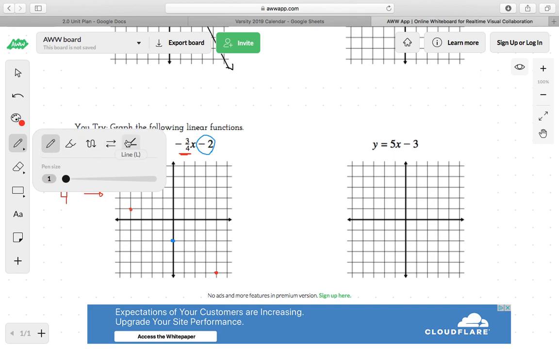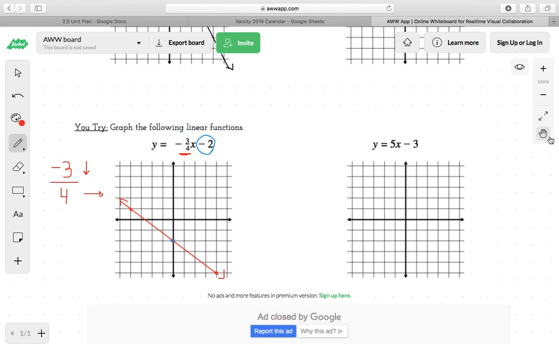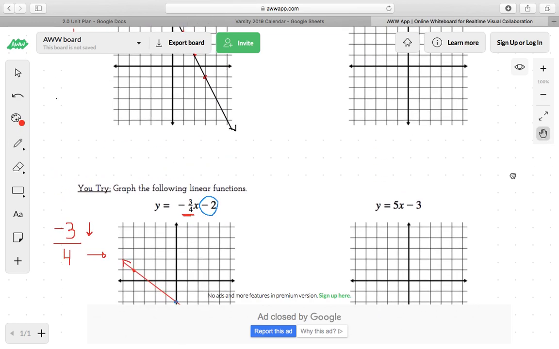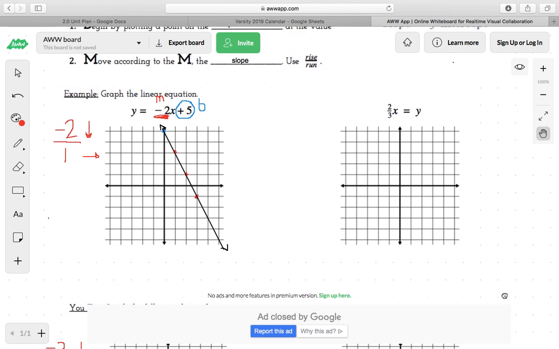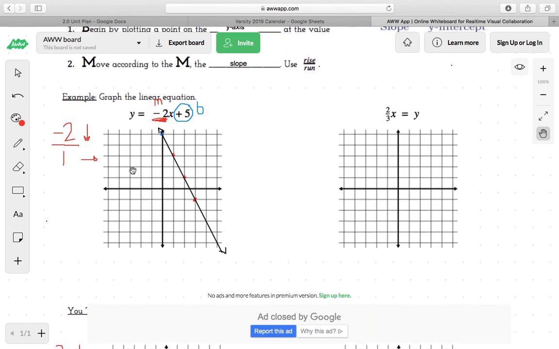So when I connect my dots, I end up getting a decreasing line with a slope of -3/4 going through the y-axis at -2, since that is my y-intercept. And I'm going to add little arrows onto the end. So we're going to go back up and do the other example, and then you guys are going to do the u-try. This example is a little different, and we want to go through this for a reason.